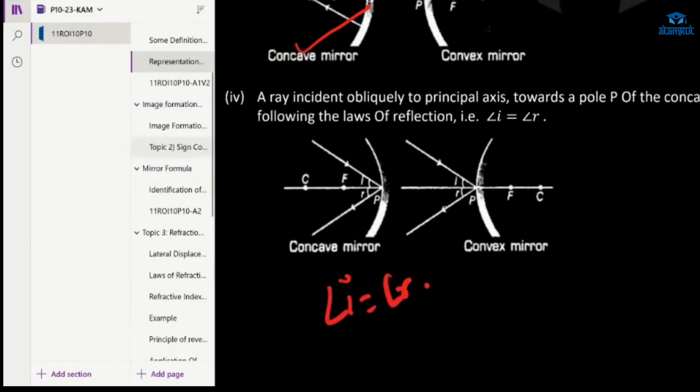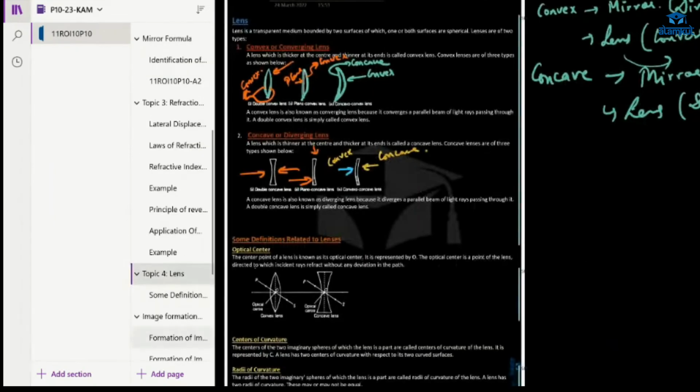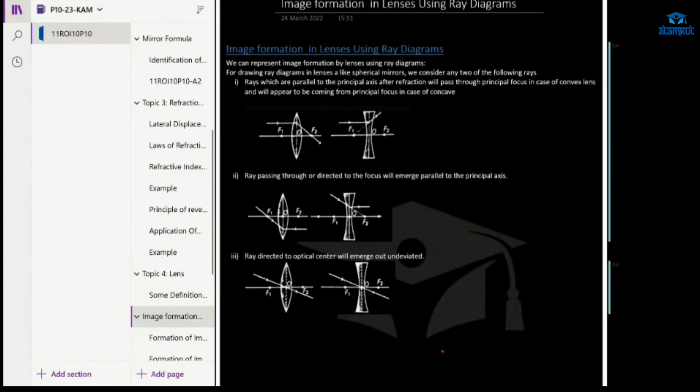Now, for lens image formation, we have three.